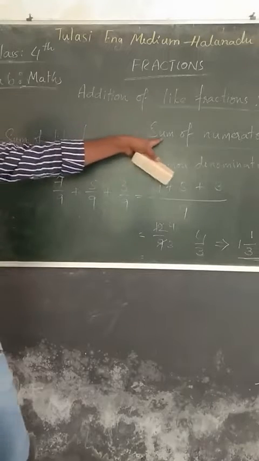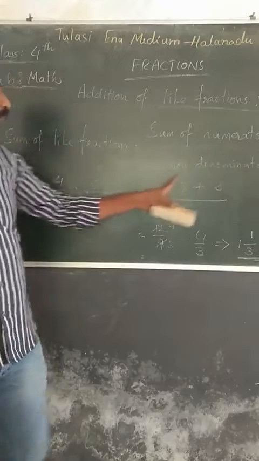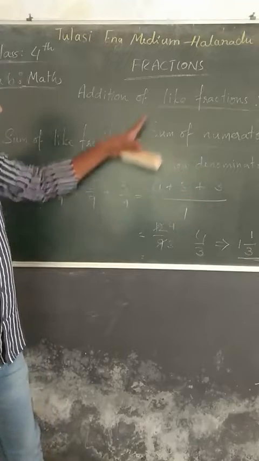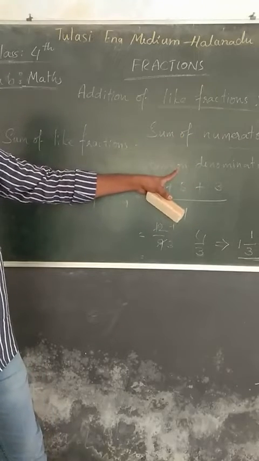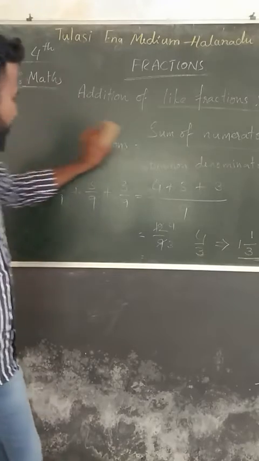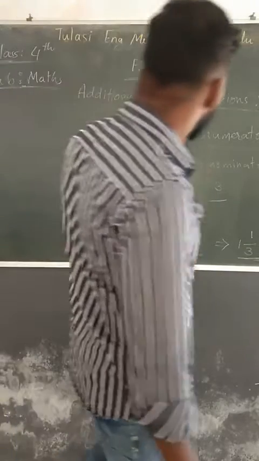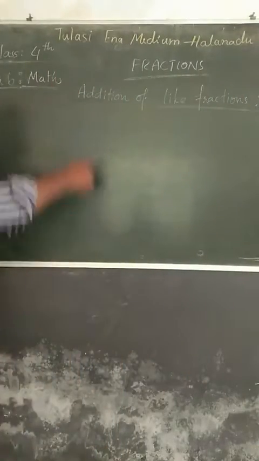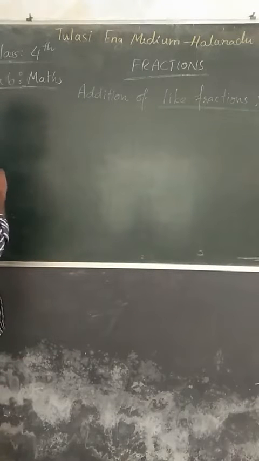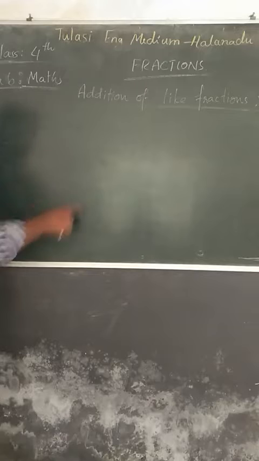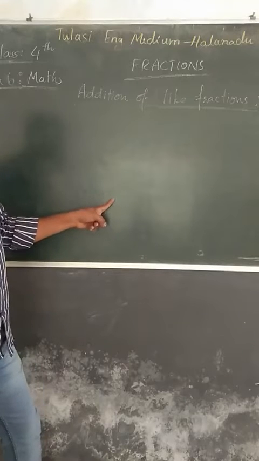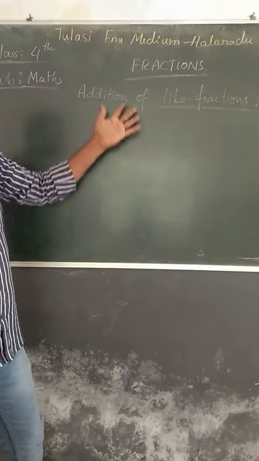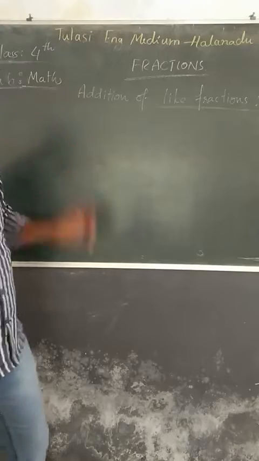First you have to add the numerators and write a common denominator. The denominator is common because in like fractions the denominators are the same. In the addition of fractions, you can add any number of fractions. In the last example, we added 3 fractions. We can add 3 fractions or 4 fractions or 5 fractions, but follow the same method.